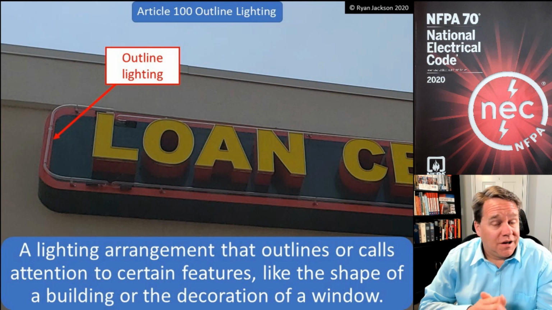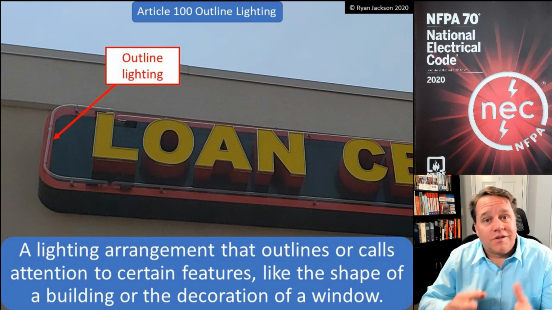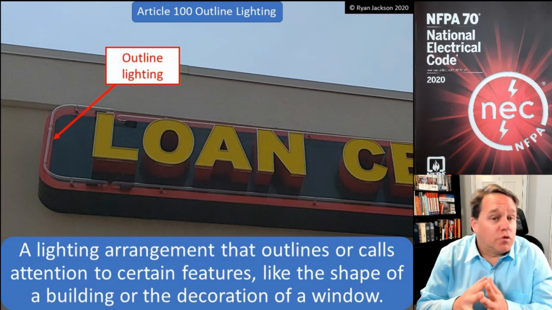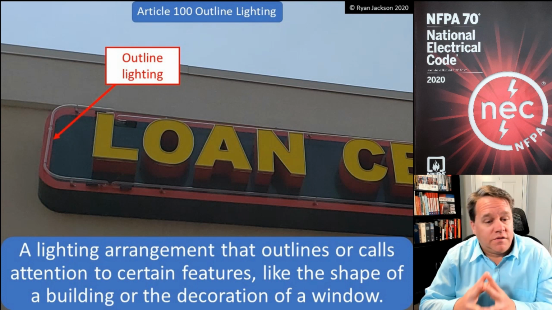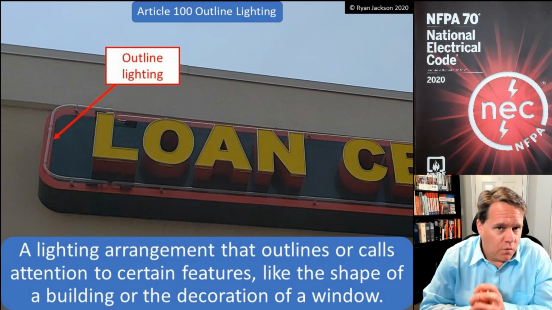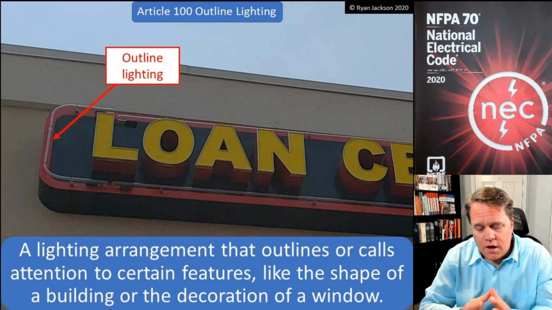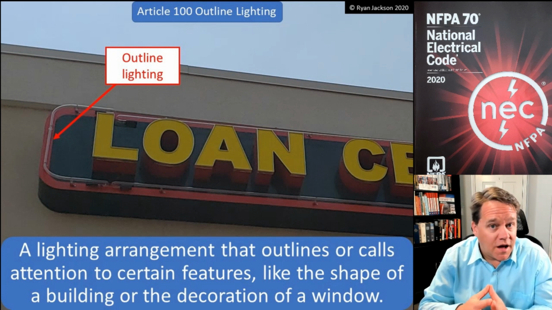The definition is outline lighting in Article 100. Now, this is a lighting arrangement that outlines or calls attention to certain features like the shape of a building or the decoration of a window. Now, that's the most commonly used type of outline lighting.